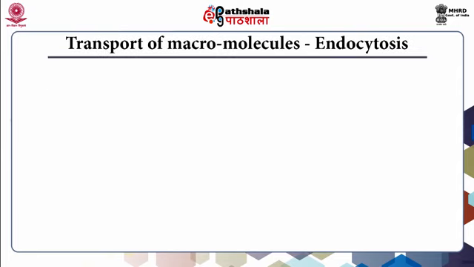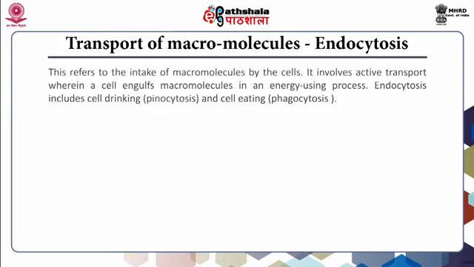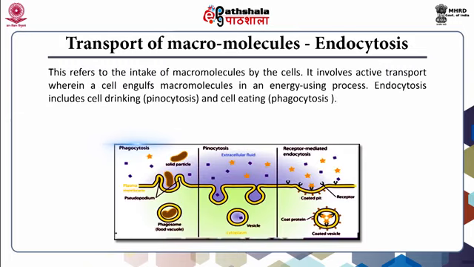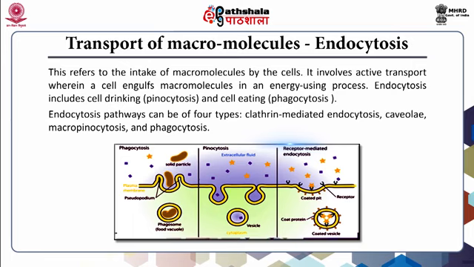Transport of macromolecules through endocytosis. This refers to the intake of macromolecules by the cells. It involves active transport wherein a cell engulfs macromolecules in an energy-using process. Endocytosis includes cell drinking, called pinocytosis, and cell eating, which is called phagocytosis. Endocytosis pathways can be of four types: clathrin mediated endocytosis, caveolae, macropinocytosis and phagocytosis.